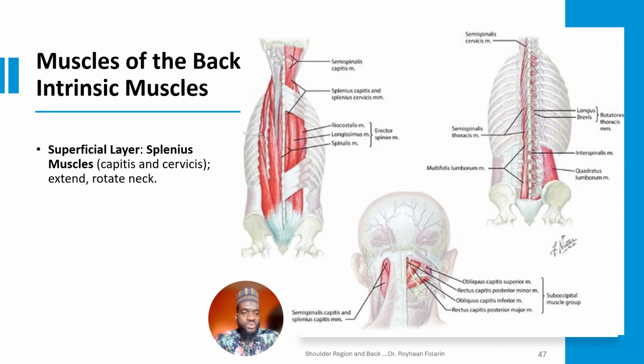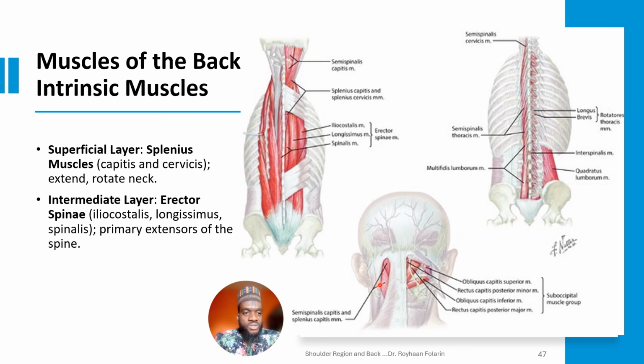These intrinsic muscles also have a superficial layer, which includes the splenius muscles, the capitis and the cervicis. These are the suboccipital muscles which help to rotate and extend the neck. We also have the intermediate ones, known as the erector spinae. This includes the iliocostalis, the longissimus muscle, and then the spinalis, which is directly opposed to the vertebrae.